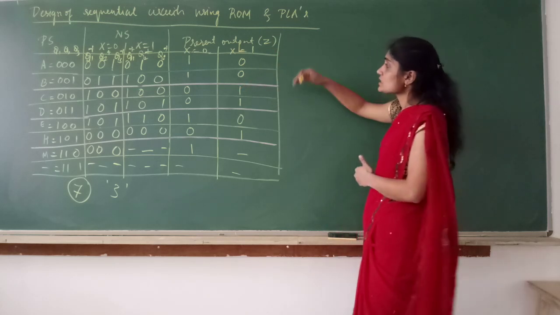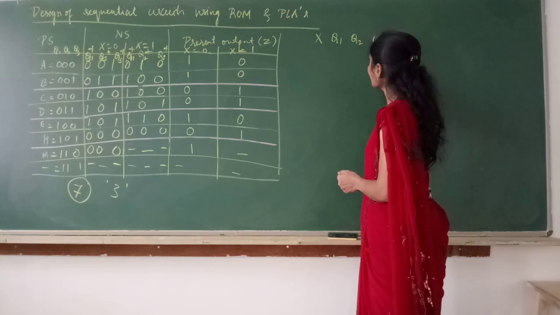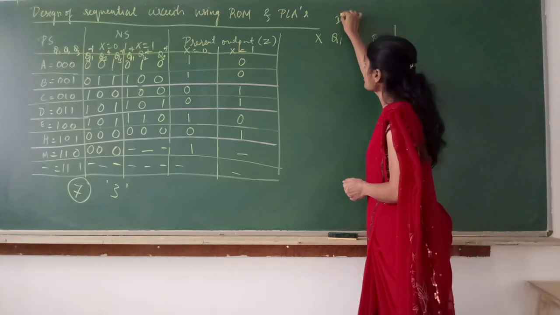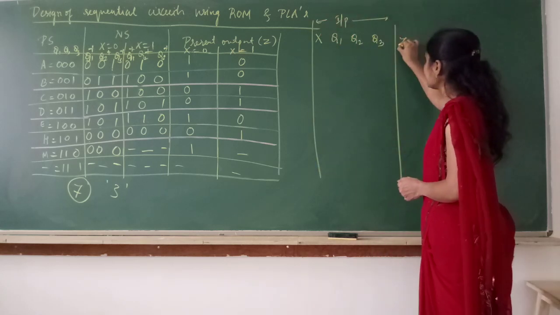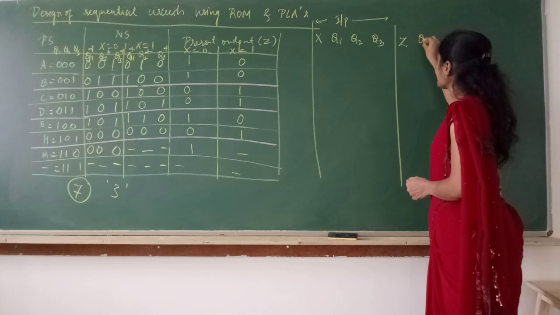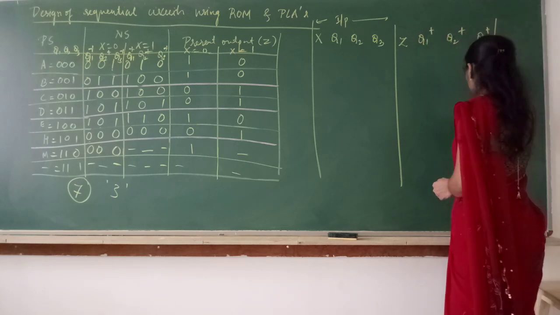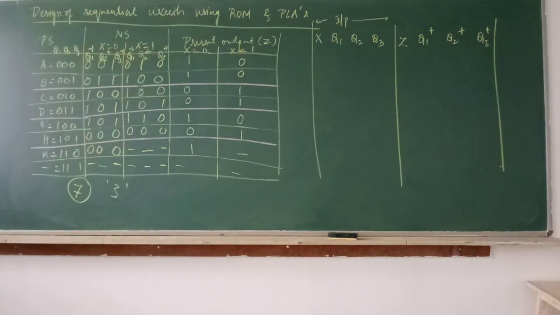We are going to rewrite it like this: X, Q1, Q2, Q3. These are the inputs for ROM. Okay, and outputs are Z and Q1 plus, Q2 plus, Q3 plus. So inputs are X, Q1, Q2, Q3, and outputs are Z, Q1 plus, Q2 plus, Q3 plus.